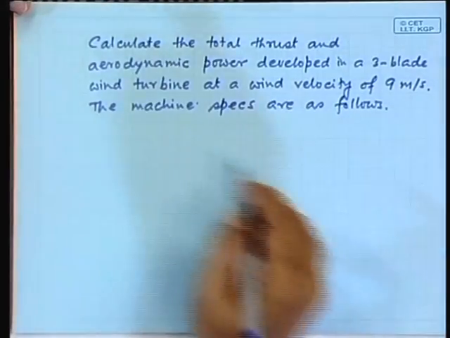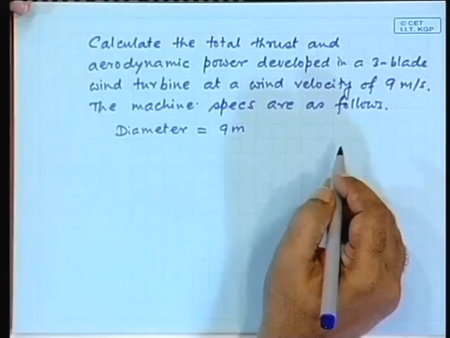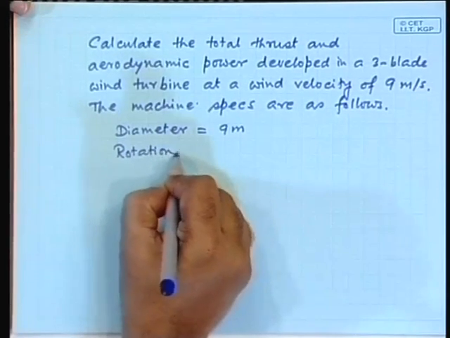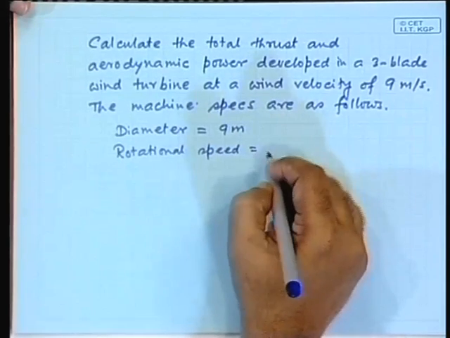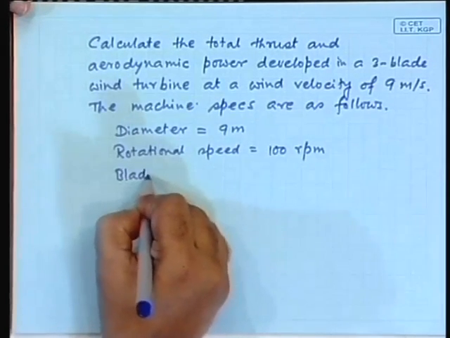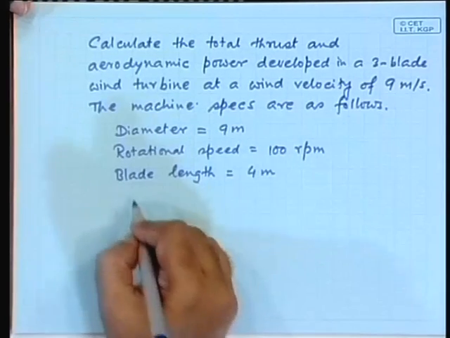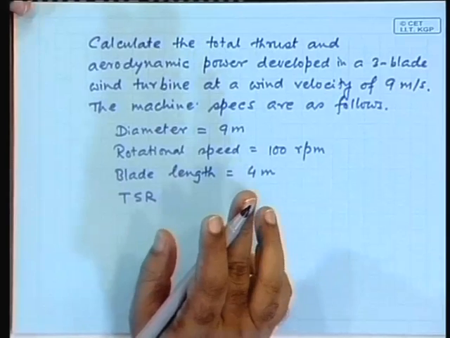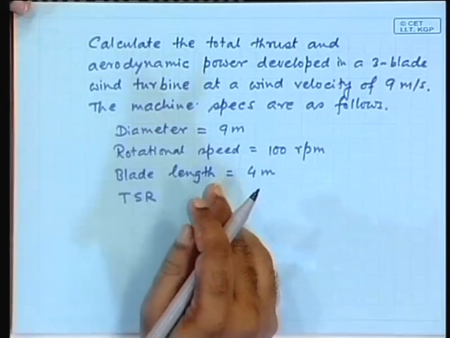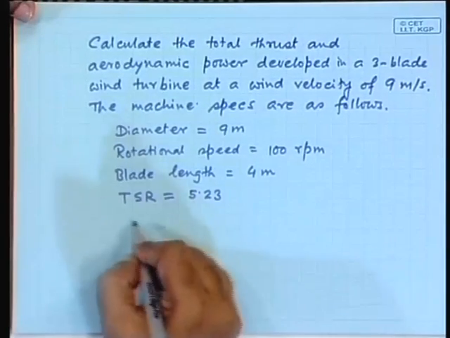Machine specs means what will you need? You will need the diameter, rotational speed, hundred RPM, blade length, four meters, tip speed ratio. You have learnt about the tip speed ratio, the ratio between the wind speed and the tip of the blade, is 5.23.